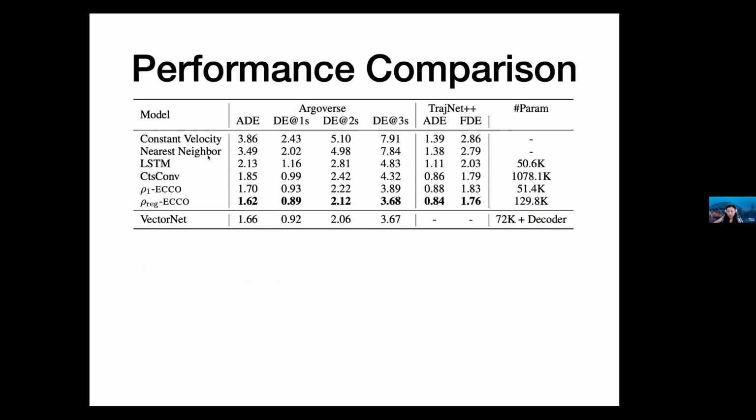And nearest neighbor uses the neighbors of a particular car, using the neighbor information to forecast the velocity of that car. LSTM is a sequence model for trajectory forecasting. The main competitor to our model is continuous convolution. This is the previous method for forecasting trajectories, but it is not rotation equivariant. And we have two variations of our model. Rho 1 equivariant ECHO is only on the input feature representation, it's a Rho 1 representation. And regular representation is where we also use the hidden representations in our deep neural network.